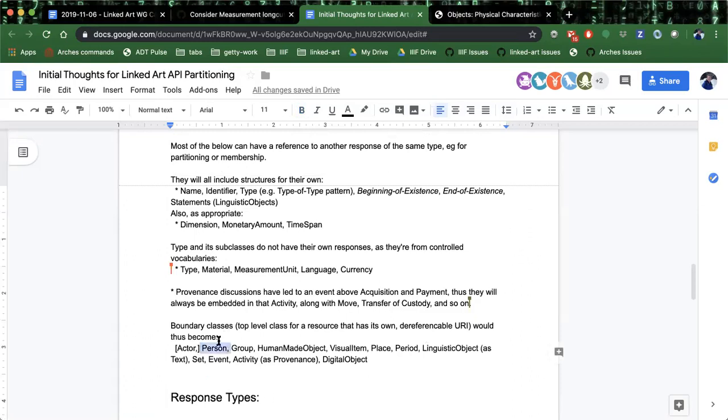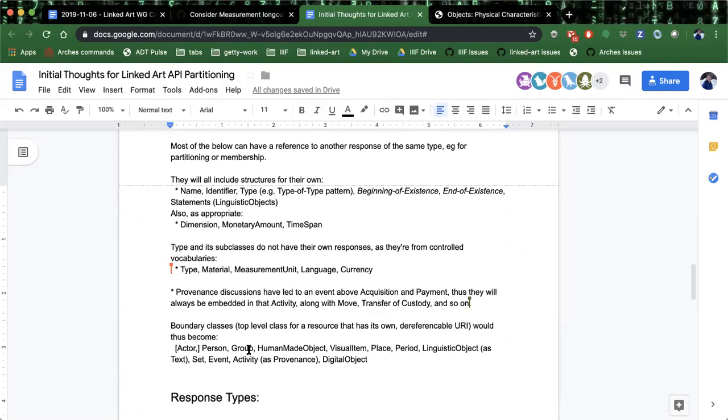So okay, a person. In the response for person, for any given person, there would be the person's name, the person's identifier, types for the person, including the types of types, their birth, their death, the statements about them, any dimensions that they had, I guess height and weight, not that anyone records them in our systems. I don't think people can have monetary amounts or time spans directly, or materials, or languages, or currencies.